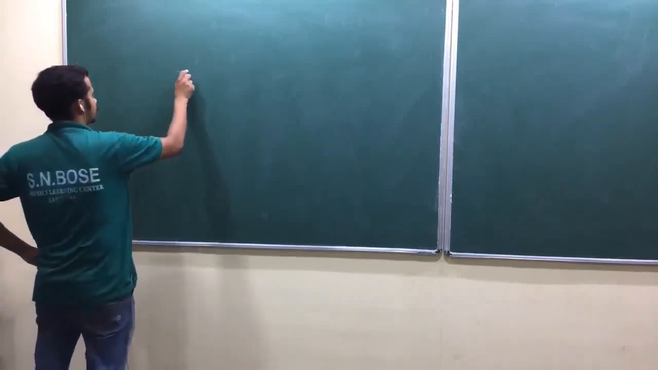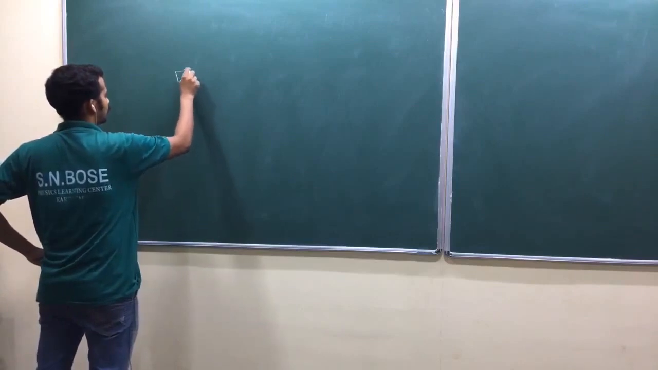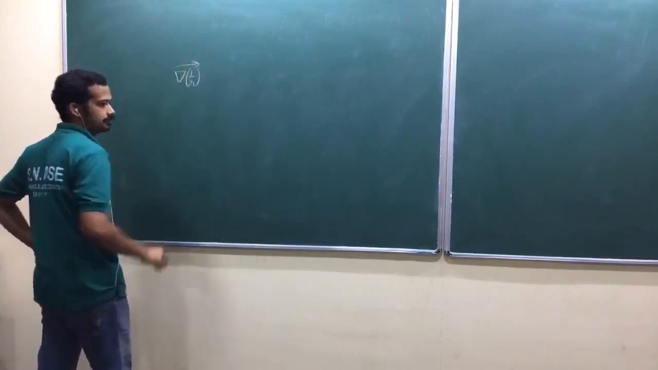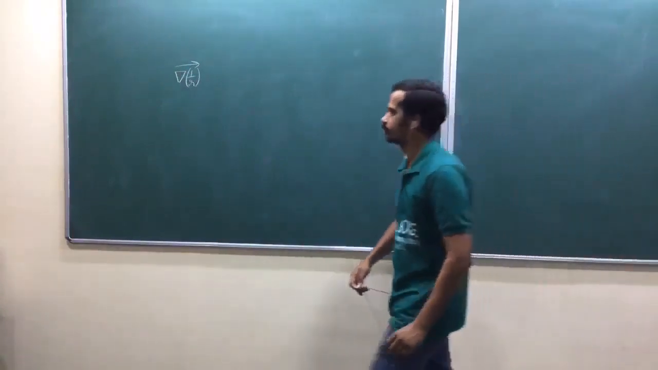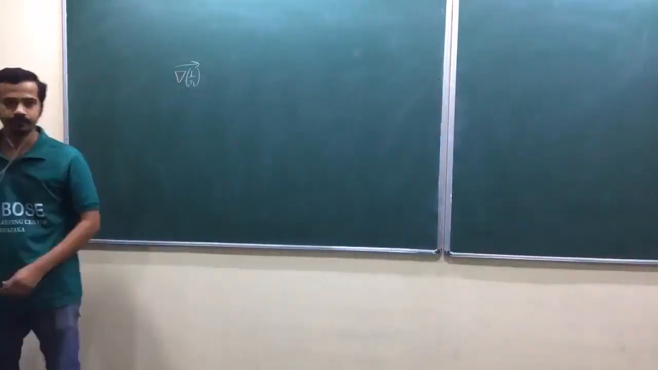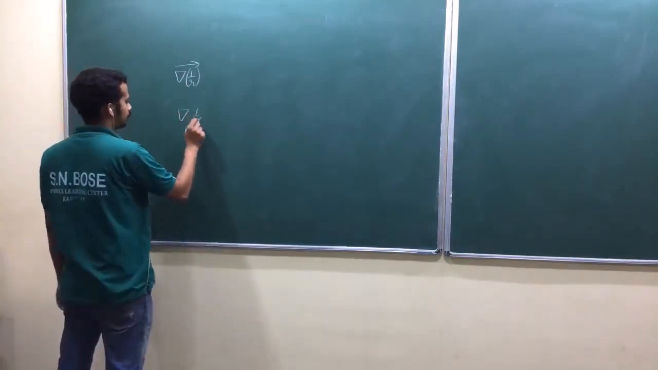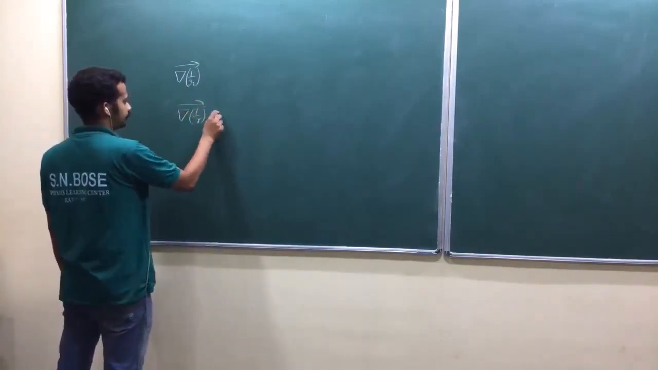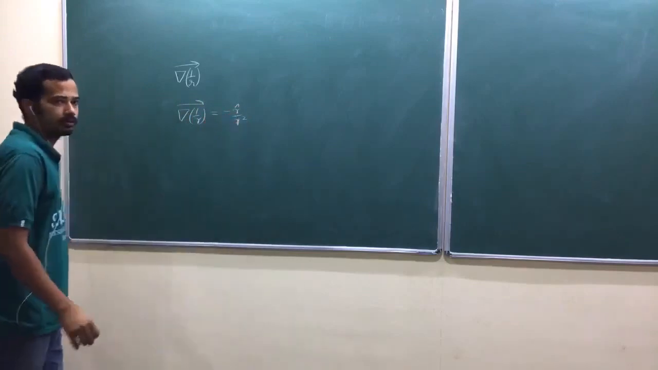So what is this, gradient of 1 by italic r? Quickly do that. So gradient of 1 by r is minus r cap by r square. So how do you do it now?